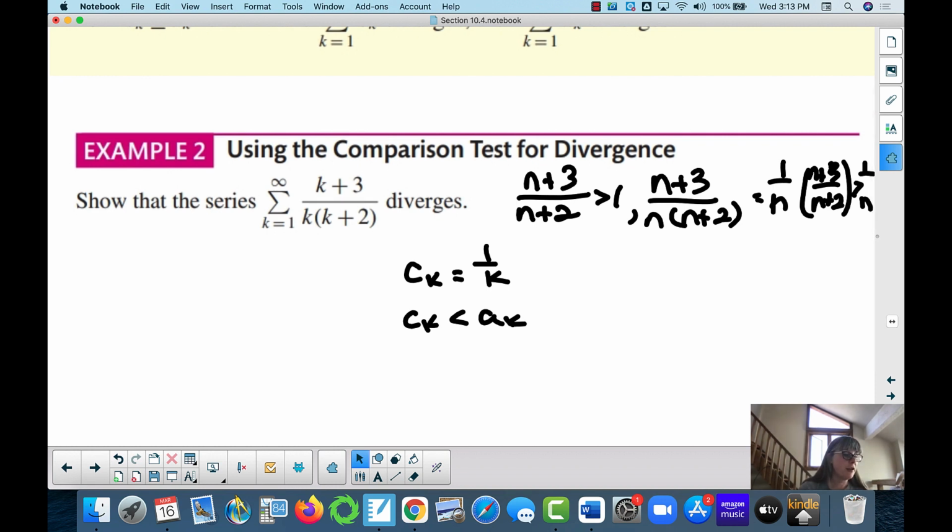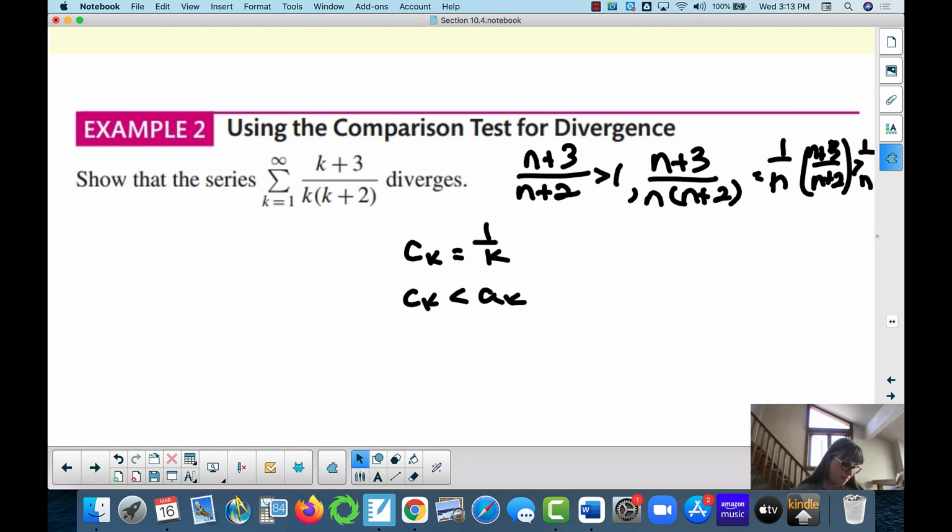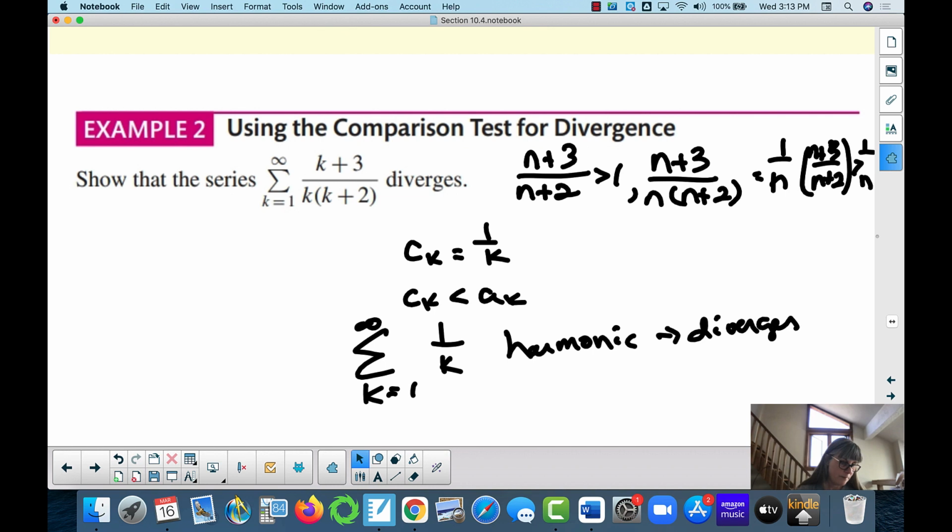So then I can use this, which is the harmonic series, which I know diverges, and therefore I can say that this also diverges.